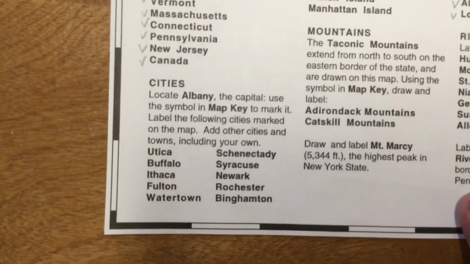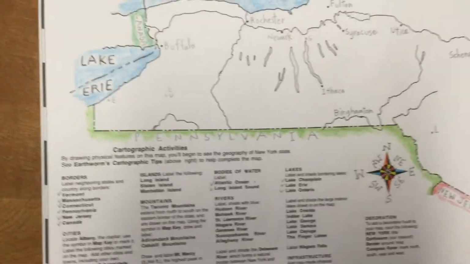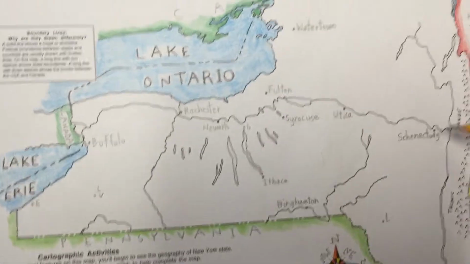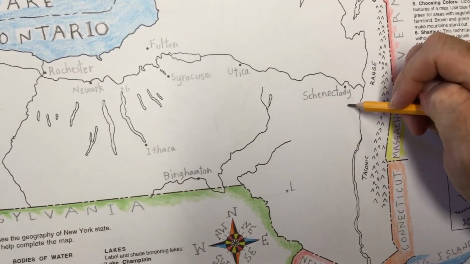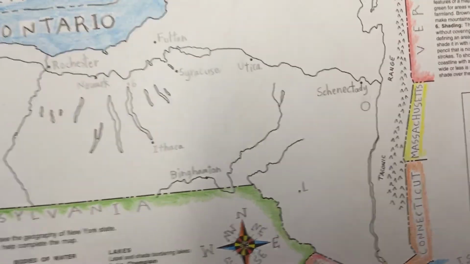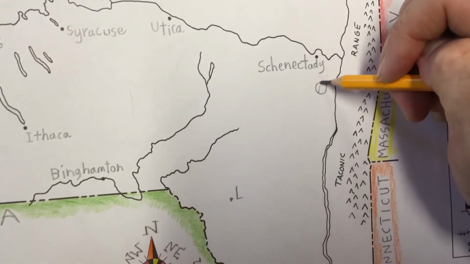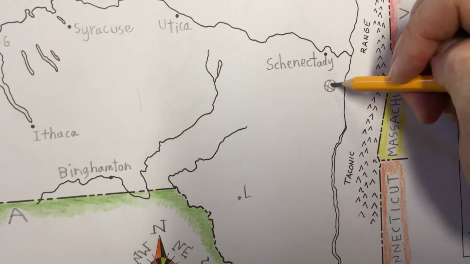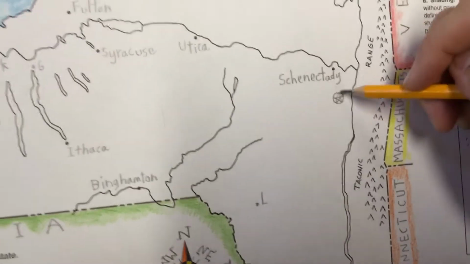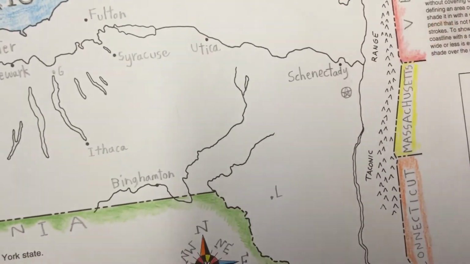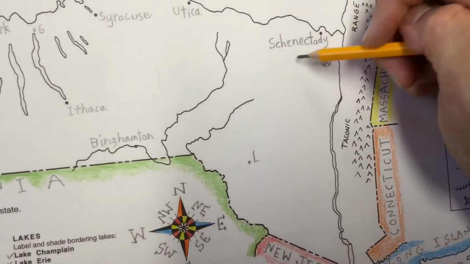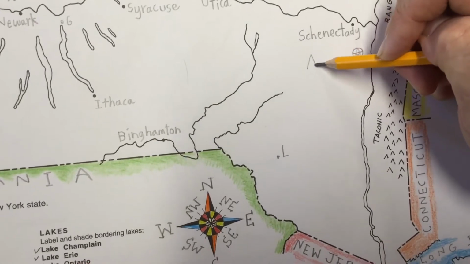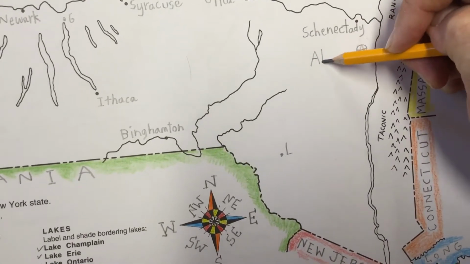Okay. Now, what we'd also like to do is locate the capital of the state as well, which is Albany. Now, Albany happens to be a little bit south of Schenectady. So I'm going to just put a little circle right about here with a star. Just do your best to draw a star with a circle around it, right about in that approximate location. And that would be the state capital of Albany. I'm going to use all capital letters.